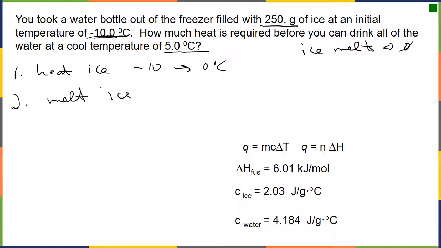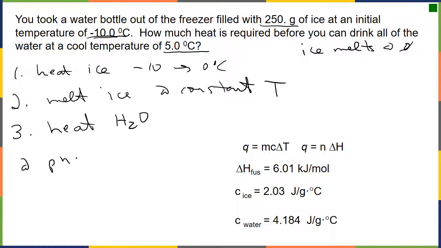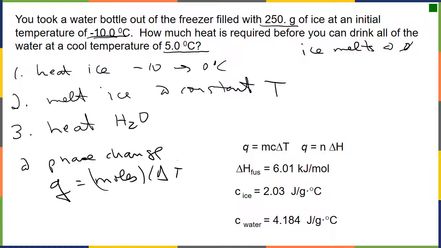When we melt, or we have fusion, we're going to do this at constant temperature. And once we have melted all of the ice and we have all water as a liquid, we are going to heat our water. This is 3 separate processes and 3 separate equations. So one, at phase changes, our heat Q will equal moles multiplied by a delta H.